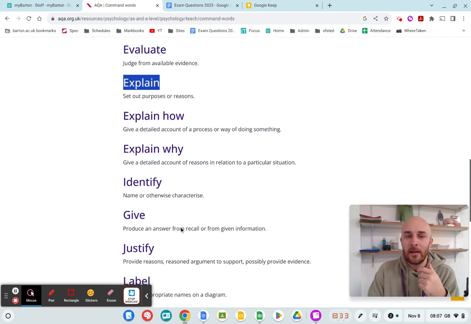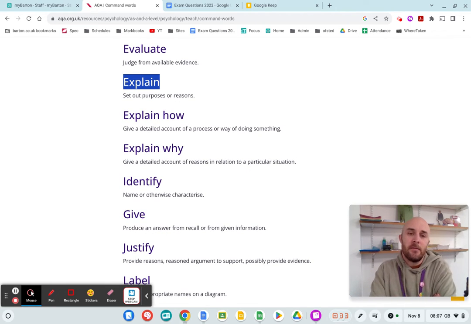Explain. I have literally yesterday been in training with AQA, and one of the four key weaknesses that students had in the 2023 exam season was explain questions. That's how important it is. It was one of the four major weaknesses that students showed alongside issues and debates, application and linking back. Explain questions. Now, you may be asked to explain how, you may be asked to explain why. I'll briefly go through both of those, not in too much detail.